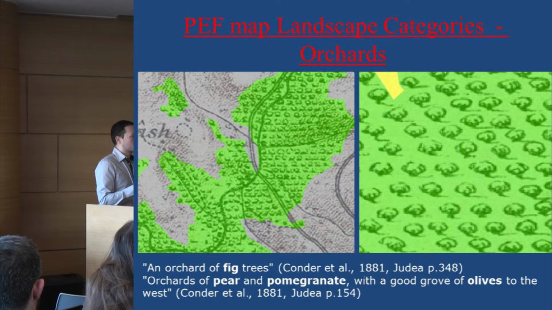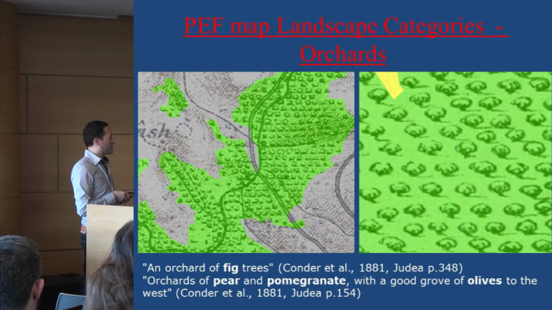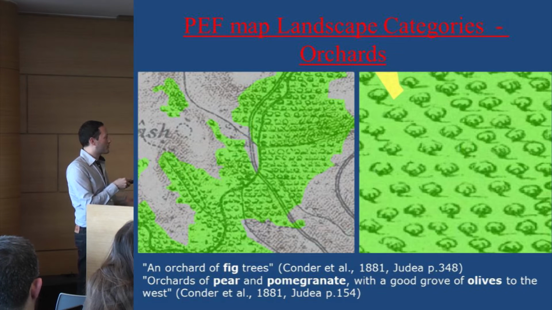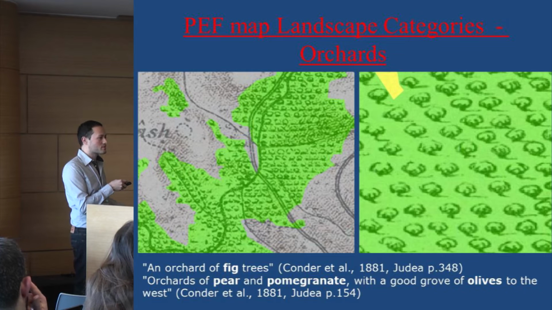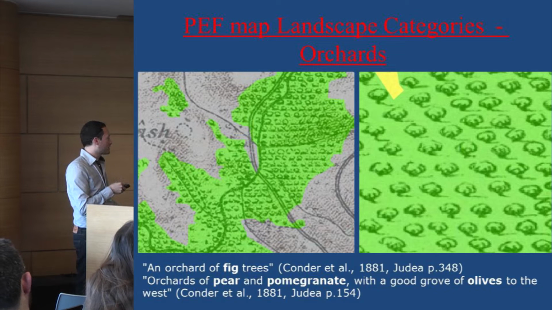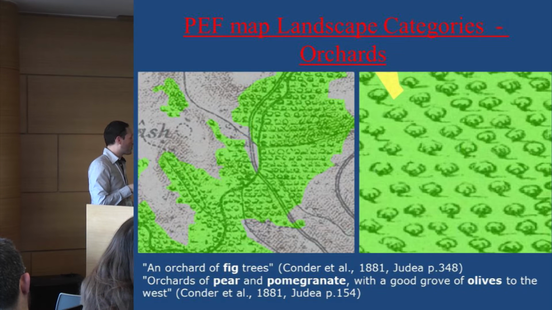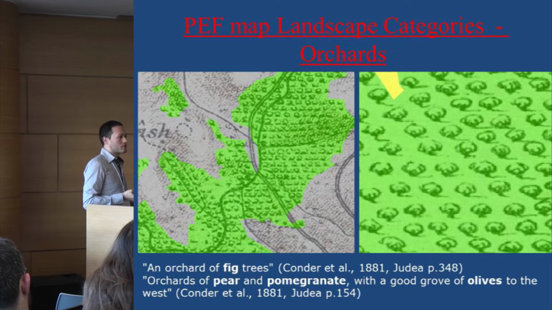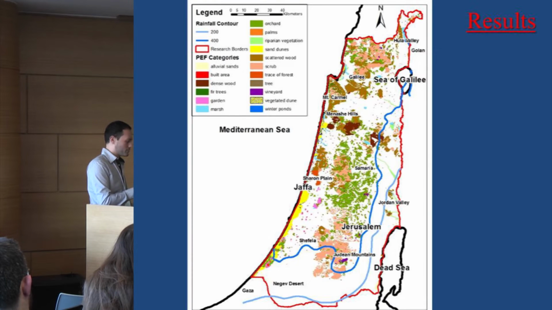As I said previously, we also use some of the PEF books because on the map, as you see, you have orchards, but you don't know more. If you want to know a bit more about the orchards, you can go back to the books. So here we have a sentence, for example, an orchard of figs, or an orchard of pear, pomegranate, and a good grove of olive trees. So if we wanted more details, the books are the place to search for them.